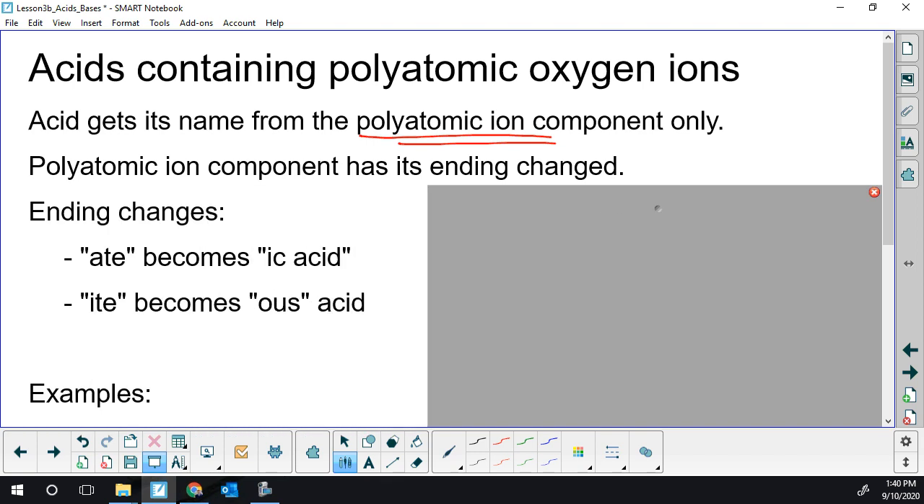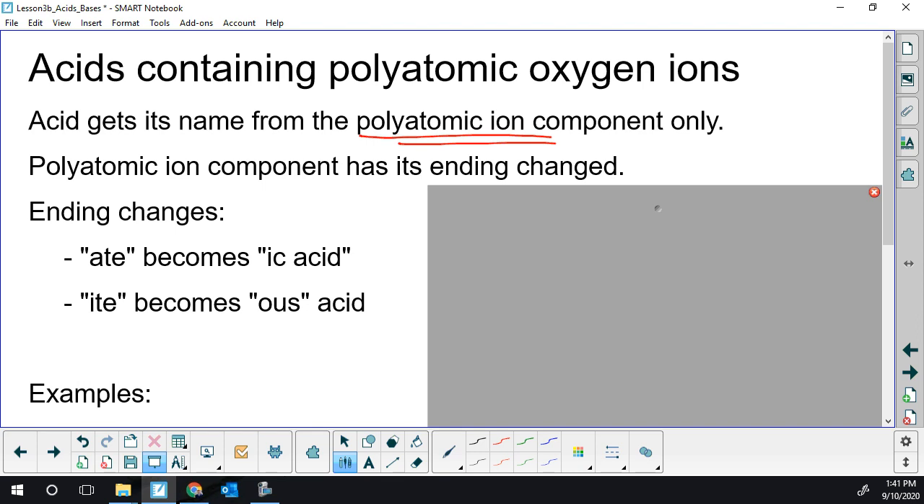So we got some ending changes. If what was put into solution, if the polyatomic ended in ate, you're going to switch the ending to ic acid. If the polyatomic ended in ite, you're going to switch it to ous at the very end. The ite's going to disappear. Ous will take its place, space acid. What comes in front of the ic and the ous is just whatever is the front part of that polyatomic name. No hydro.